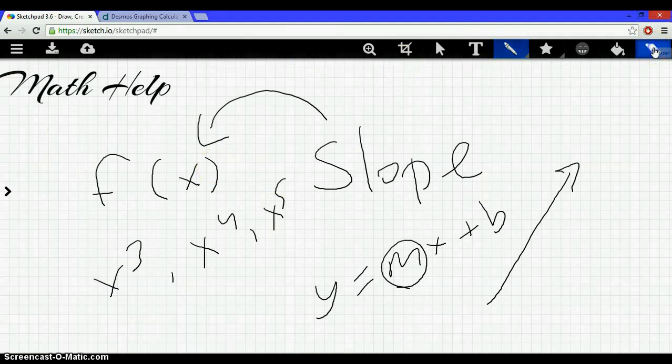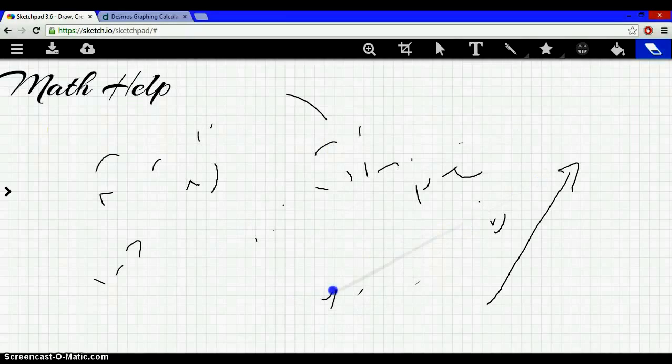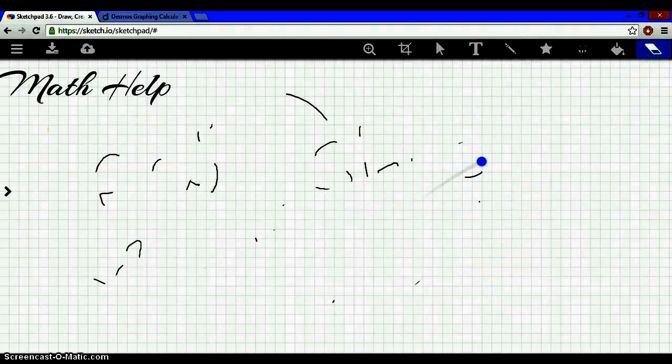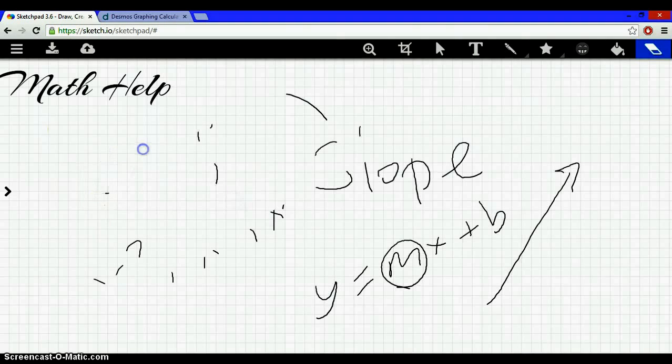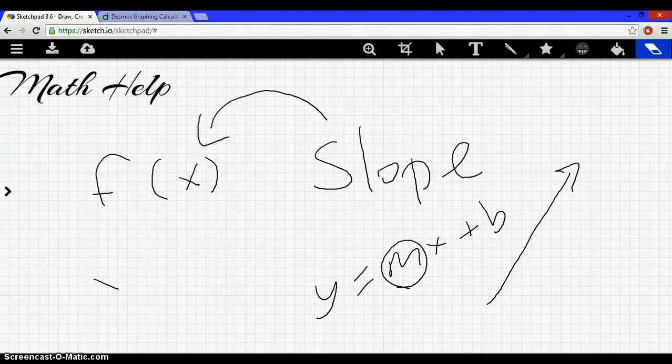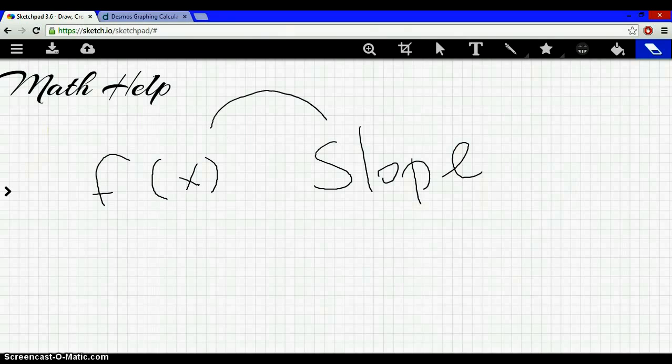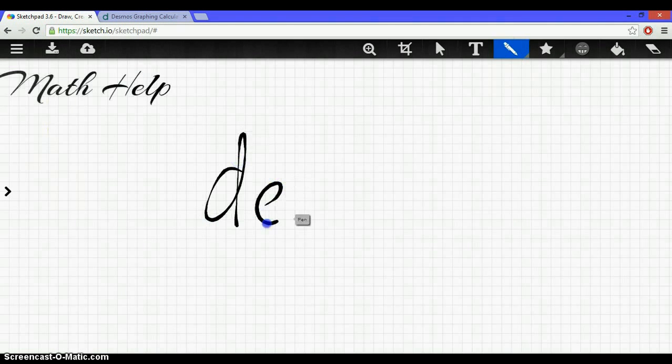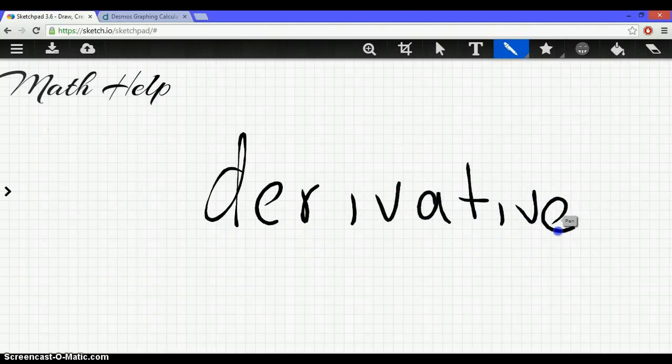When we are using calculus, let me just erase all of this. When we are referring to the slope or the gradient in calculus, there's a specific name for that. We call it the derivative of a function.